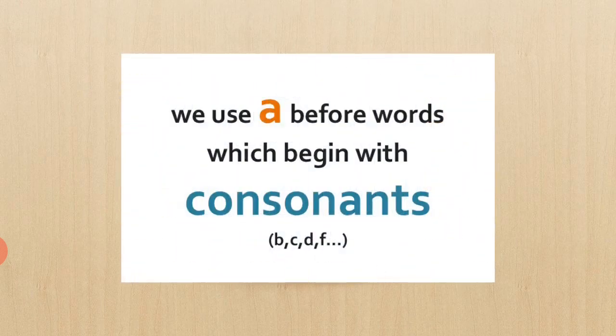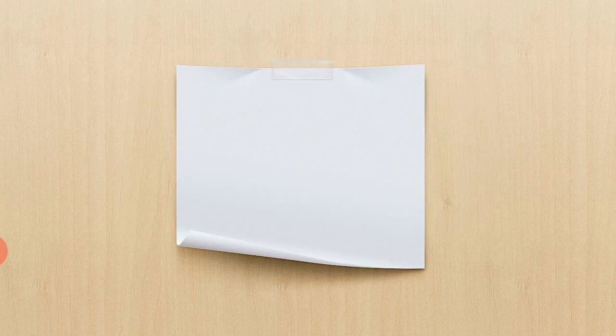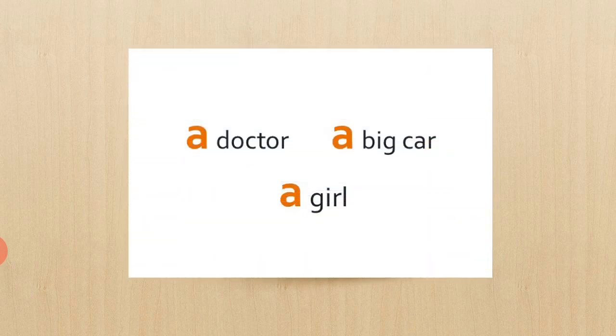We use a before words which begin with consonant sounds. What are the consonant sounds? Like b, k, d, f, and so on. We use a with them. Again, three examples, it would be clear: a doctor, a big car, a girl. Clear, children? So with vowel sounds we use an, and with consonant sounds we use a.